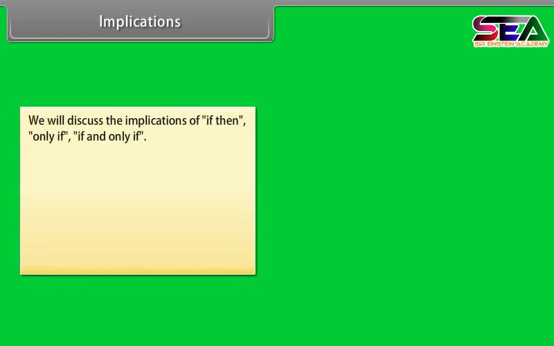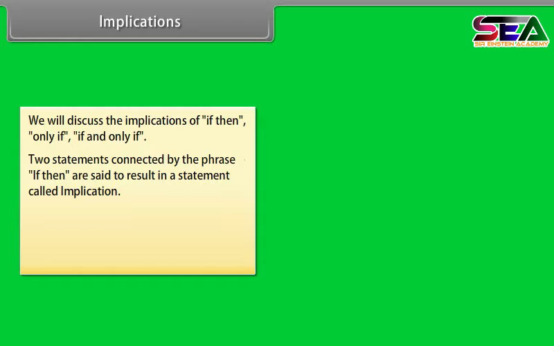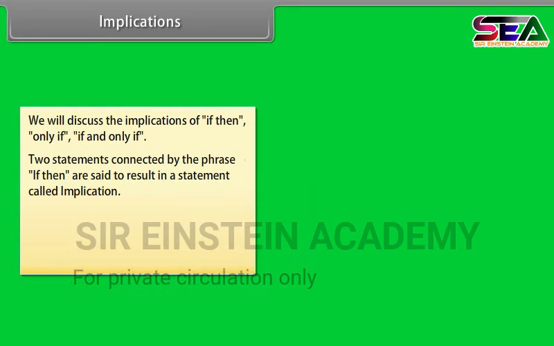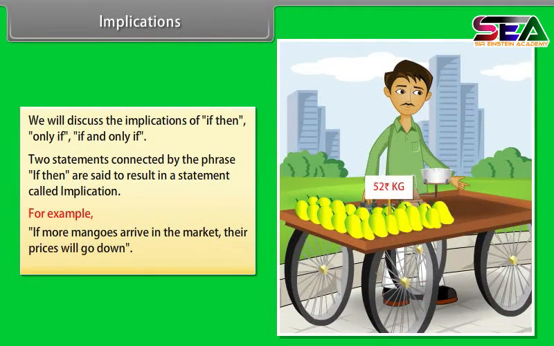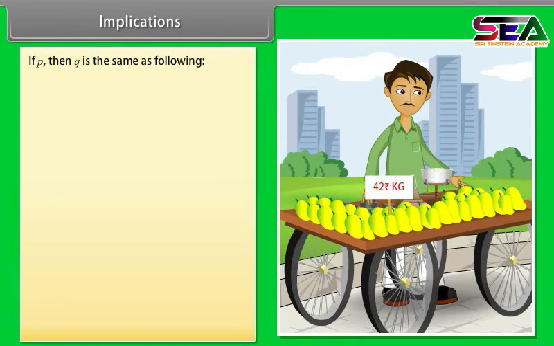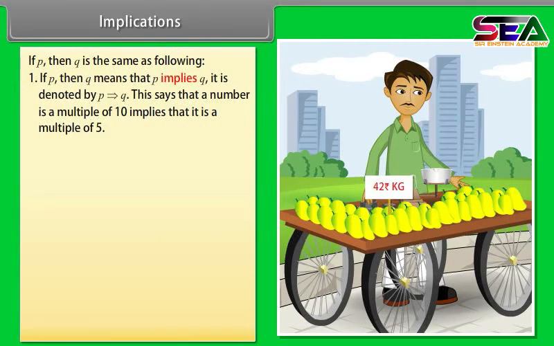Implications. We will discuss the implication of if-then, only if, and if and only if. Two statements connected by the phrase "if-then" are said to result in a statement called implication. For example, if more mangoes arrive in the market, their prices will go down. "If P, then Q" is the same as the following. If P, then Q means that P implies Q. It is denoted by P ⇒ Q.